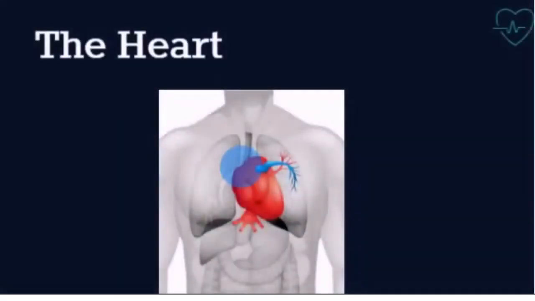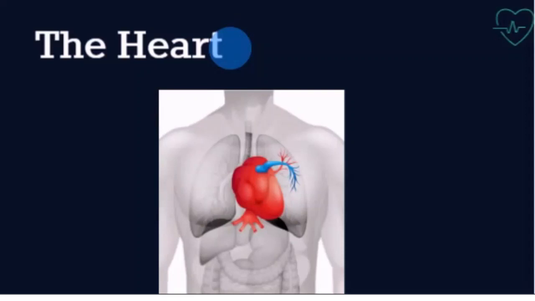So first, let's talk about the heart. The heart is a muscular pumping organ present in your chest cavity and it's slightly tilted towards the left. Fun fact, your left lung is actually smaller than your right lung so as to accommodate space for the heart because it's tilted towards the left.